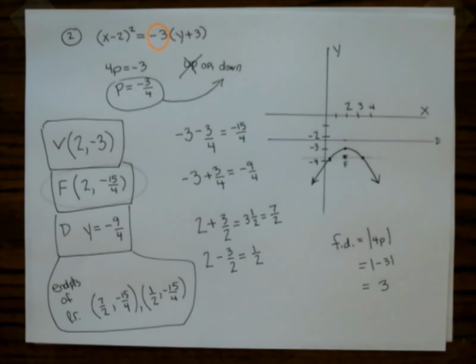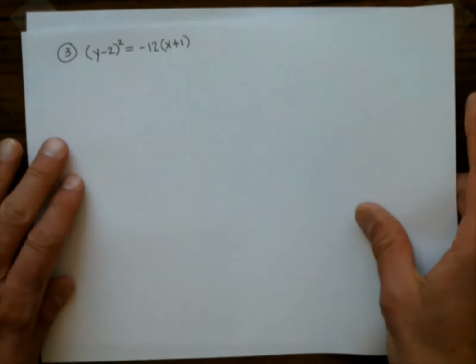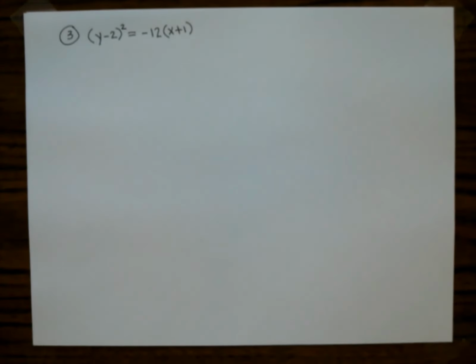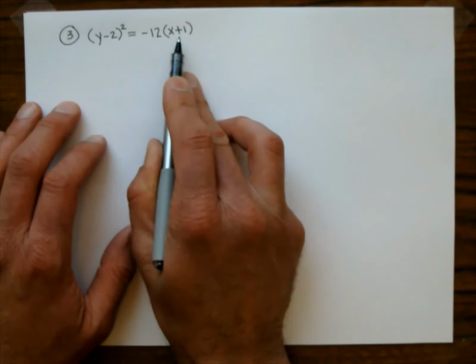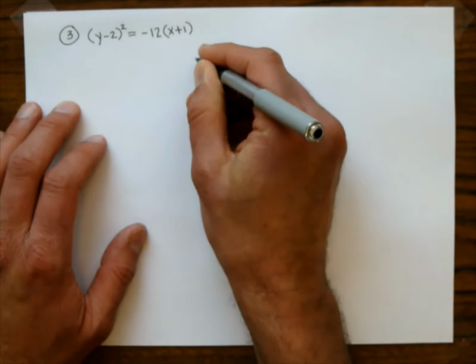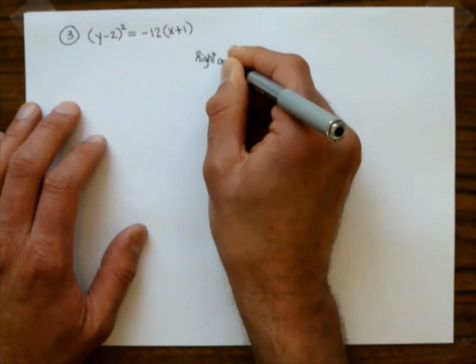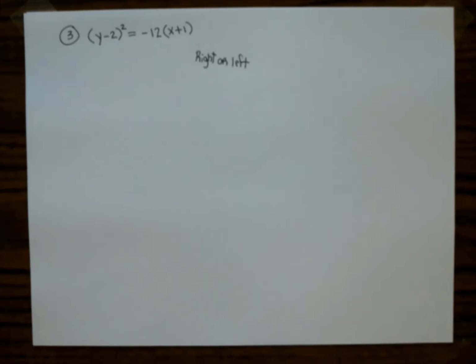Let's go ahead and do problem number 3, which I don't think is as bad as this in terms of the arithmetic and the fractions. So here it is, problem number 3. Okay, another one. Now notice on this one, it's our first one where it says y squared and x is not squared. So this is going to open right or left. Okay, so that's what we'll determine.